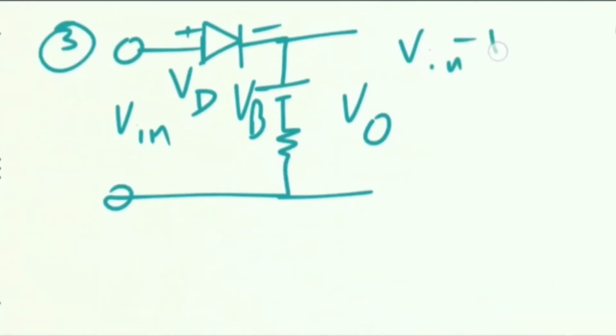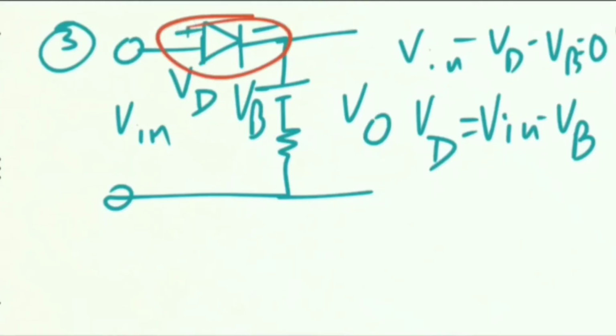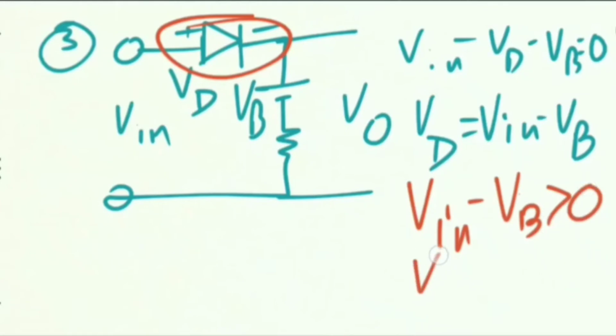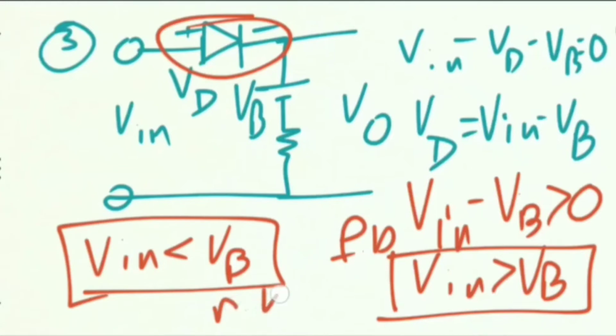So we have Vin minus Vd minus Vb equals 0, that is Vd equals Vin minus Vb. Now for the forward biasing of the diode, Vd must be greater than 0, because only then the polarity will be the same as this. So Vd should be greater than 0, that is Vin minus Vb must be greater than 0. That means Vin must be greater than Vb. So this is the condition for forward biasing. And for Vin less than Vb, it will be in reverse bias.